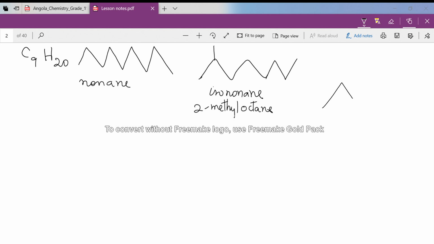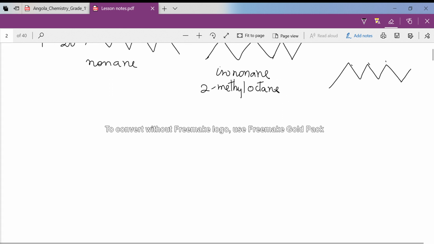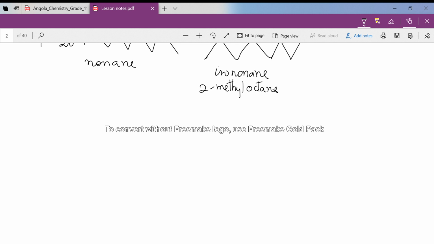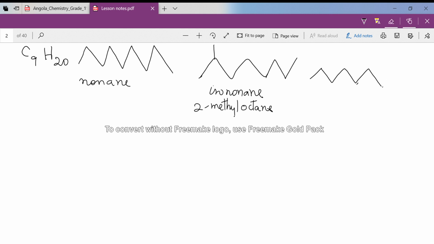So it would be 1, 2, 3, 4, 5, 6, 7, 8. Let me clean this stuff. 7, 8, 9. This is neononane, 2,2-dimethylheptane.